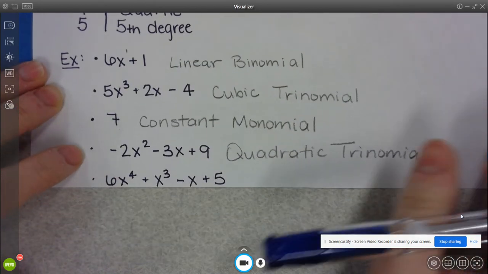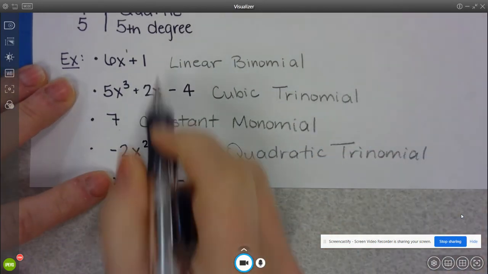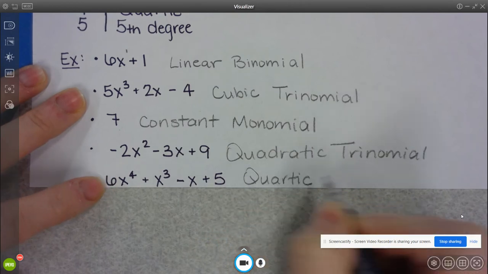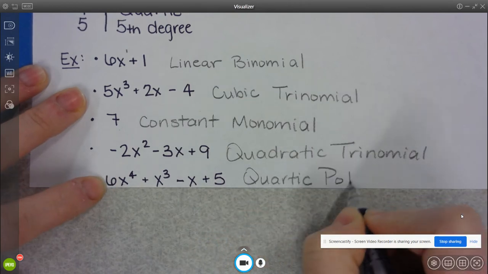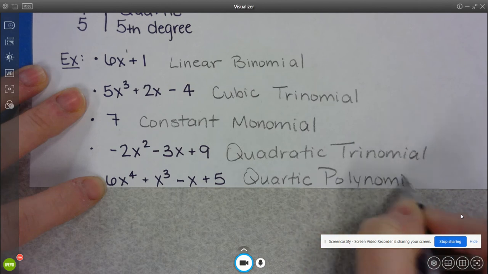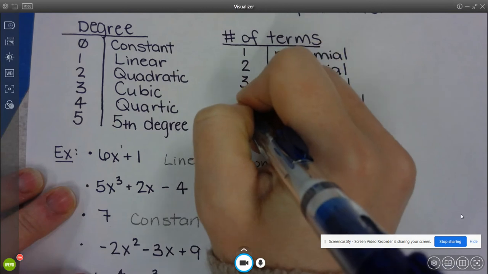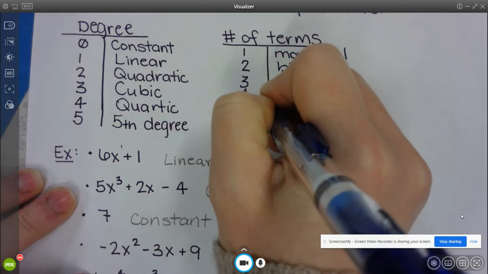Last but not least, 4th degree or quartic. And it's a polynomial. Anything technically that's 4 or more is a polynomial.